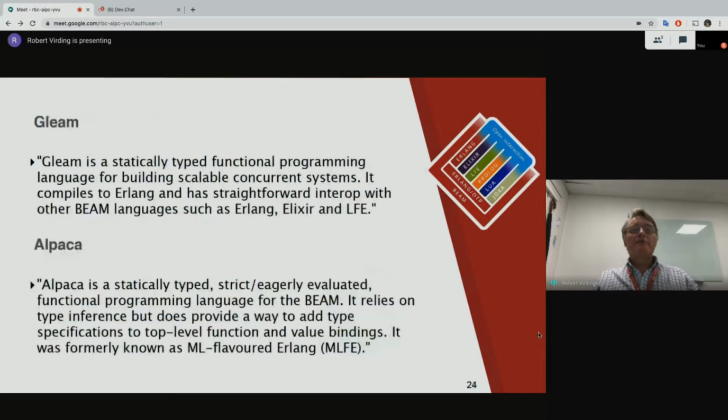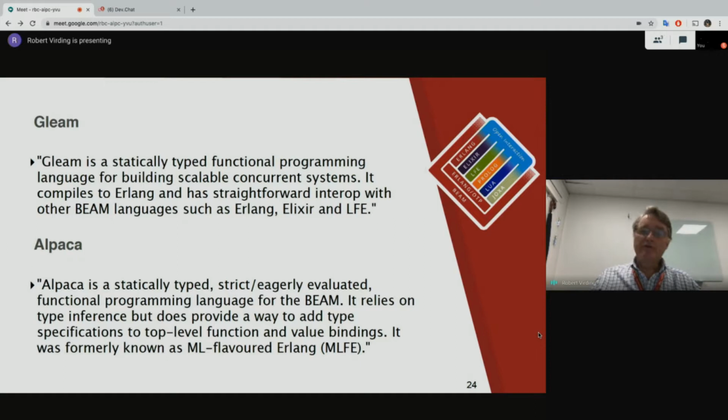There are also a number of attempts being worked on now about building statically typed functional languages on top of the Erlang system. And two here are Gleam and Alpaca. And work is being done on these.